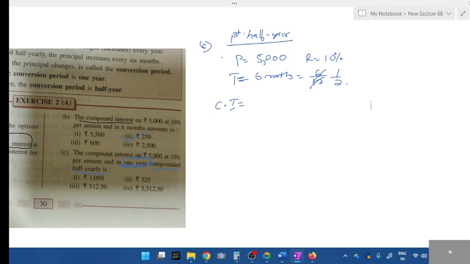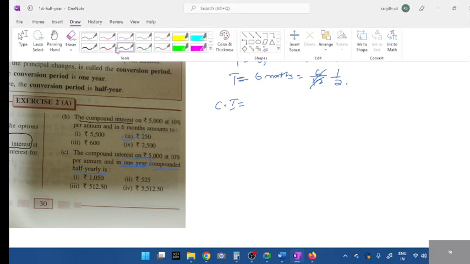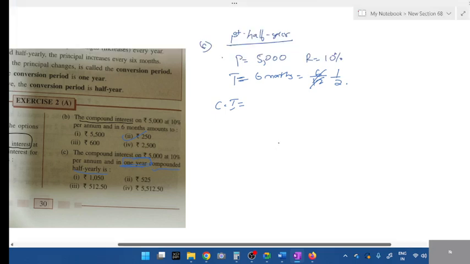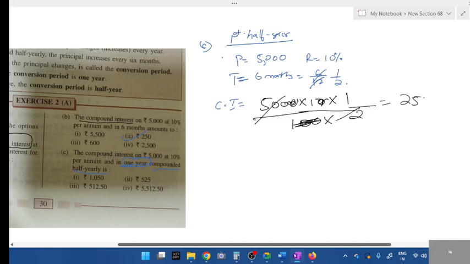Completed. Okay. What's the answer for the first? So basically, we are converting the 1 year into two half years, students. You are splitting the compound interest. What is the answer? Compound interest 5,000 into rate 10, time 1 by 2, divided by 100, right? Two zeros get cancelled. How many times 2 goes in 500? 250. Now the first half year is done.